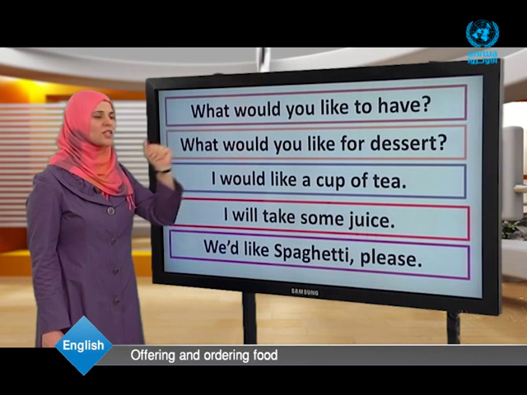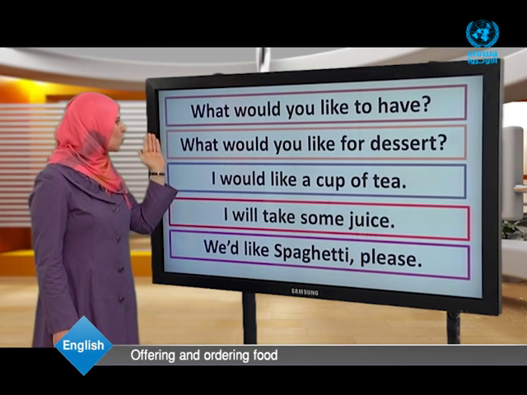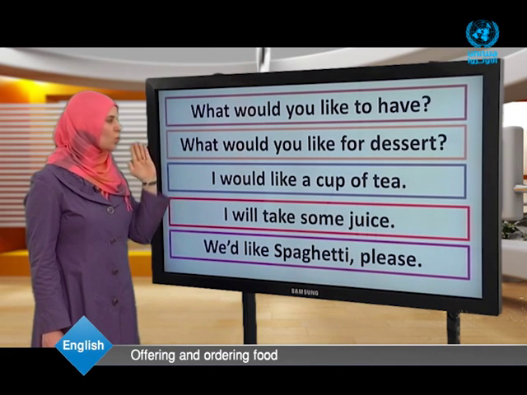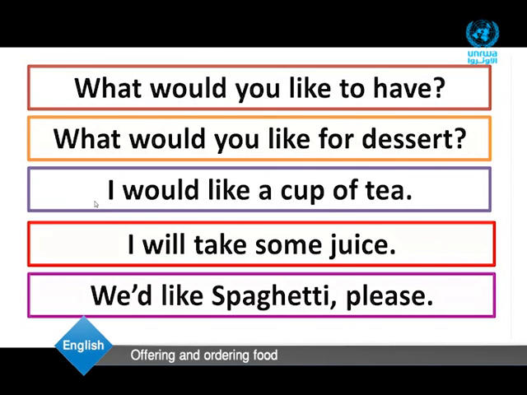What would you like to have? Here, what would you like for dessert? These two ways we can use in order to offer food.